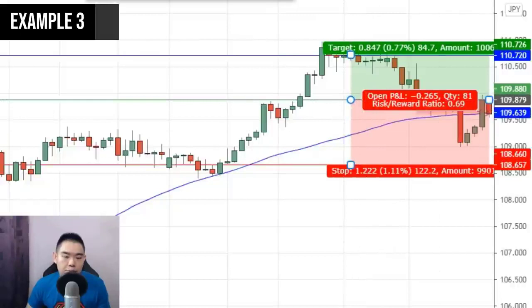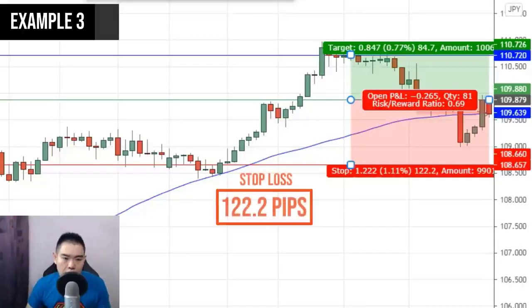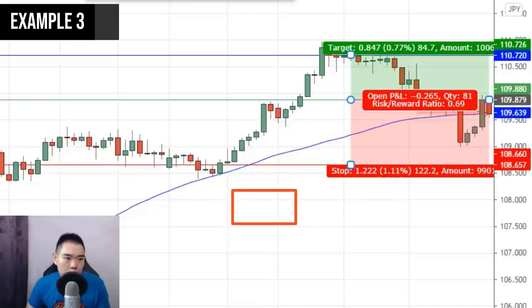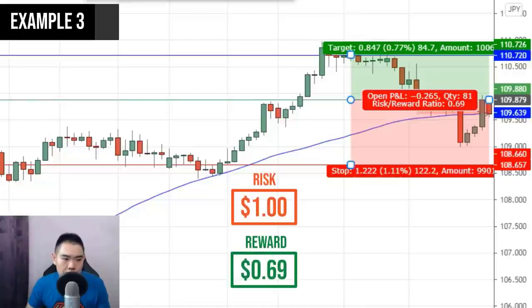And you can see something very interesting. What it's telling you, how you actually make use of this tool, is that you are risking 122.2 pips, which is your stop loss. And this over here, 84.7, is your target profit, what you have targeted, which is about 84 pips. So in other words, from a risk to reward standpoint, you are risking $1 to potentially make back 69 cents. How do I know it's 69? You can see over here, risk to reward ratio 0.69. You're risking $1 to make 69 cents.